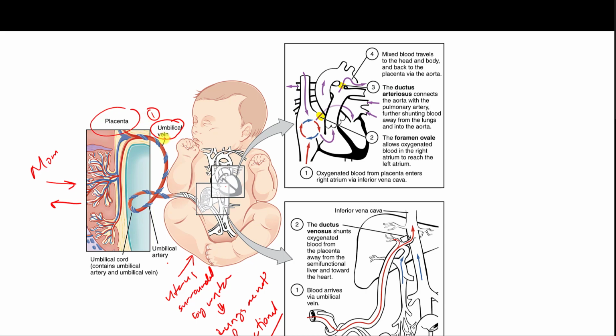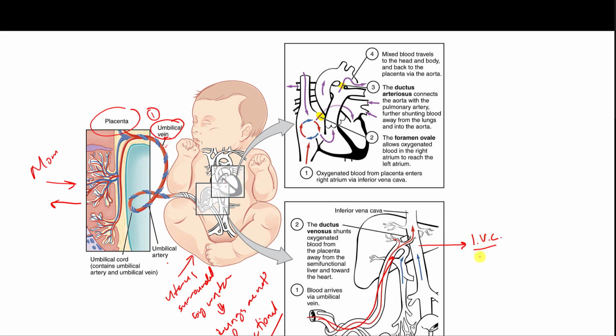So here we call it vein because it brings blood into the heart, right? So that's the umbilical vein. It carries what? It carries oxygenated blood. This umbilical vein goes through the liver and delivers blood to the inferior vena cava. This is the inferior vena cava.